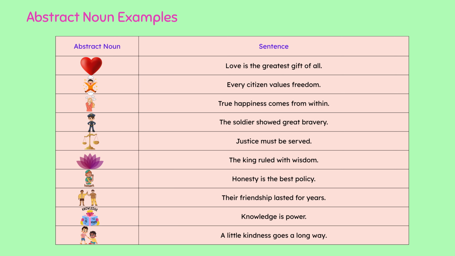Each of these nouns names something we cannot see, touch, hear, taste, or smell. That's what makes them abstract. They describe feelings, ideas, qualities, and experiences, not physical things.